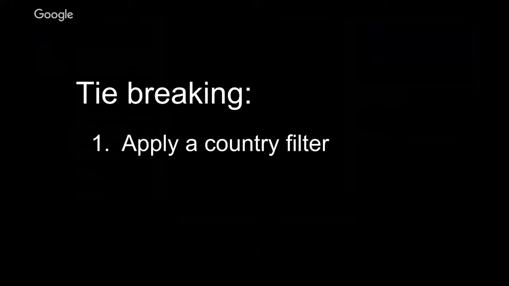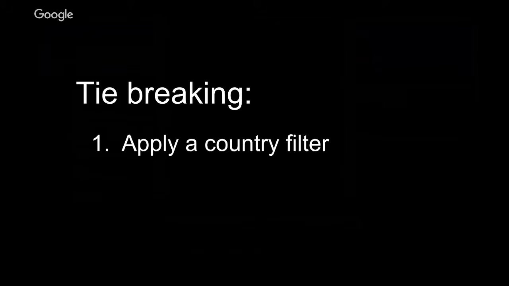So let's talk about how we do tie breaking. In our Eiffel Tower example from before, there are a couple of ways we can do this. The first one is to apply a country filter. If your users are in the US, if you're a ride-sharing company or a delivery service that only operates in metropolitan areas in the US, apply a country filter of the United States.